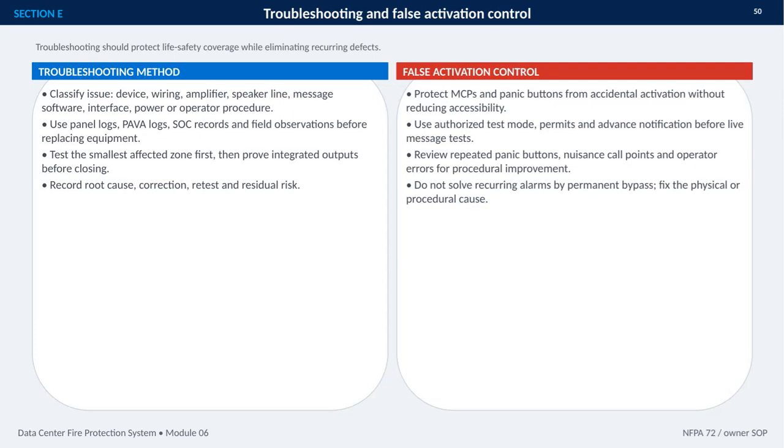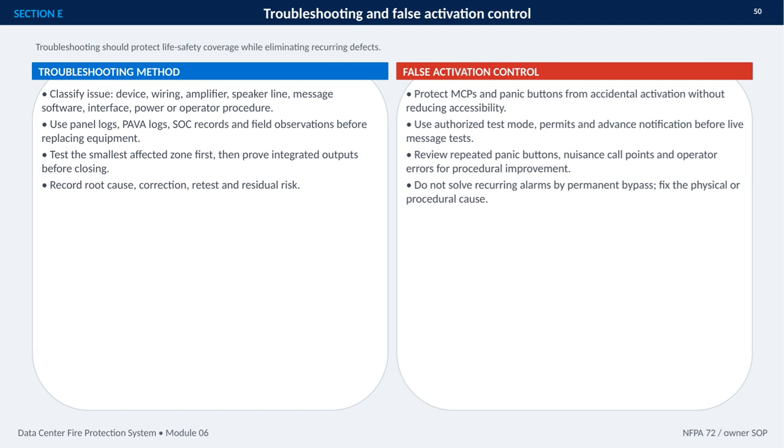This section focuses on troubleshooting and controlling false activations without weakening life safety coverage. The objective is not simply to silence a recurring problem. It is to identify the cause, correct it, and confirm that the system still performs as intended. I use a structured troubleshooting method.